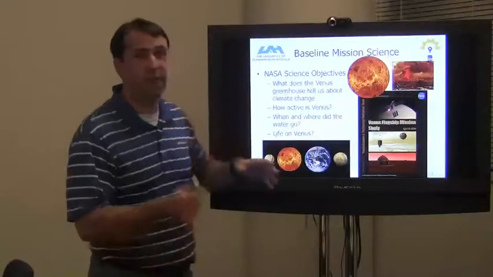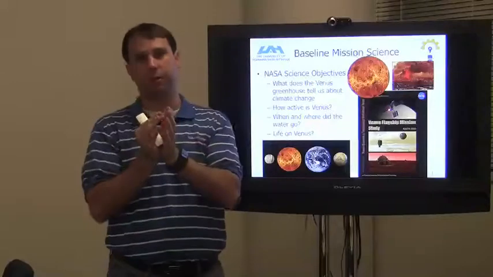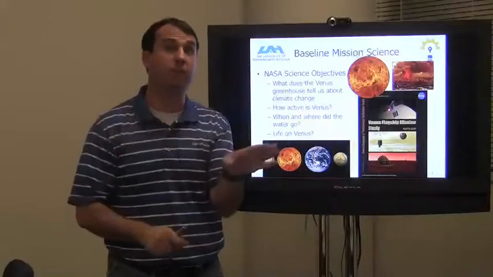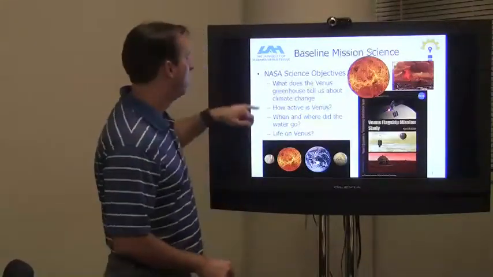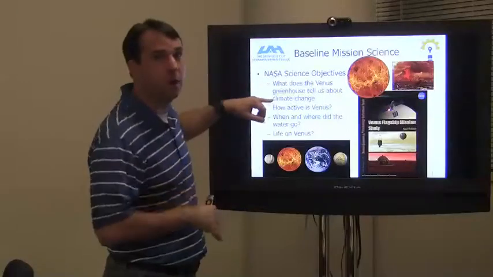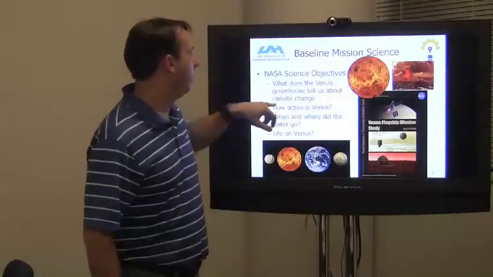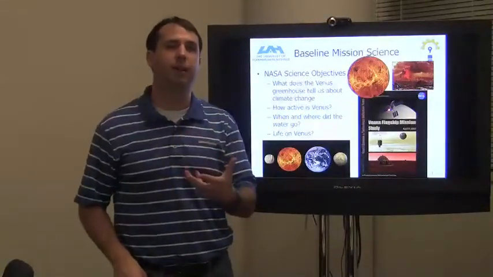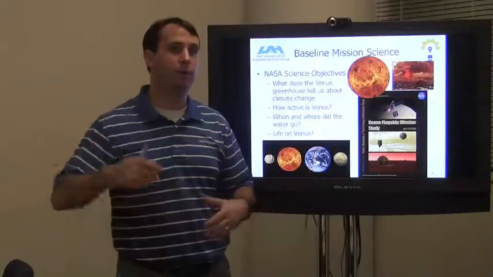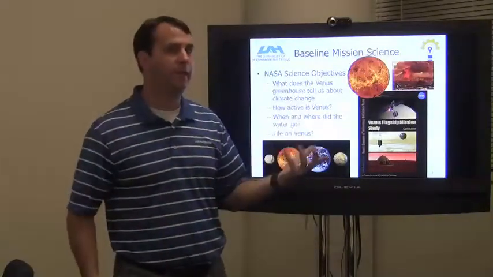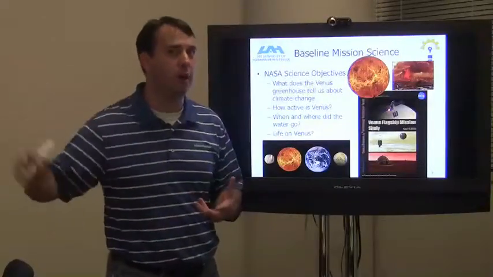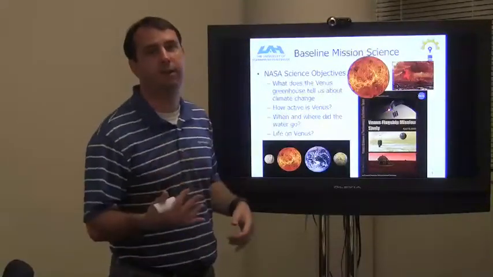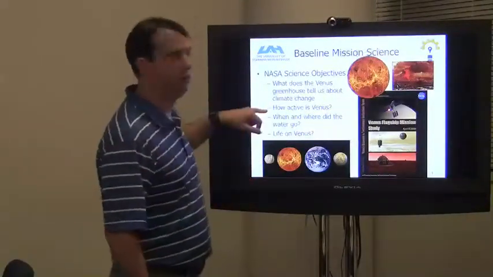The baseline mission objectives are what UAH is doing. These are what their mission objectives will be. Your mission objectives, your science objectives, can be whatever you want. However, their mission objectives are going to be at least one of these. What does the Venus greenhouse tell us about climate change? Venus has a huge greenhouse effect, and we want to learn about it so that we can look at Earth and see if Earth is going in that direction. That's a big deal, because Venus is like Earth run amok. We want to see if there's anything we can learn about the future of Earth from Venus, because we don't want Earth to end up like Venus.